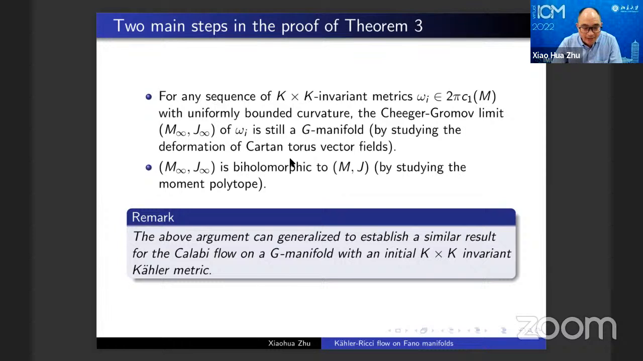Our method is to study the deformation of the Cartan torus vector field, that is, the holomorphic vector field generated by the torus Lie algebra. The next step is to prove the limit is biholomorphic to the original G manifold. For this part we use a moment polytope. This argument is general, not only for a metric in the c_1 class, and not only for the Kähler-Ricci flow solution. We can also talk about a general Kähler class. So this argument means we can generalize a similar result to other equations like the Calabi flow for K times K invariant Kähler metrics.